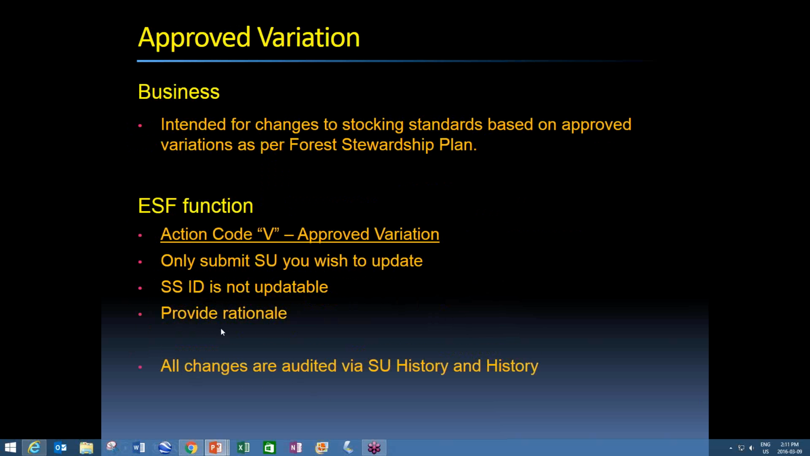And again, you have the ability to provide the rationale. In this case, it's very appropriate to explain why you're making that approved variation, and it provides context for what is happening on the ground that requires you to make those changes. Once the approved variation is accepted, all information gets audited.